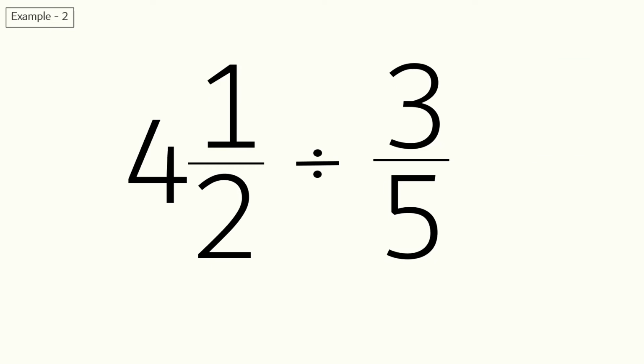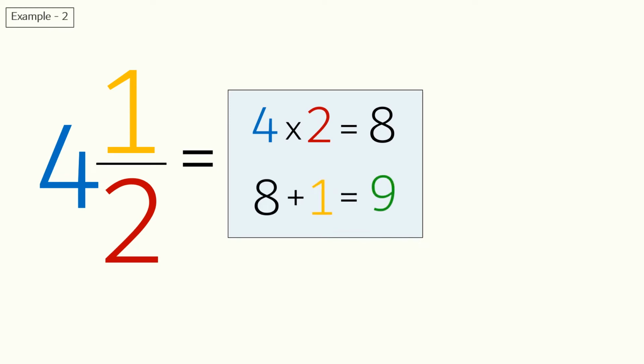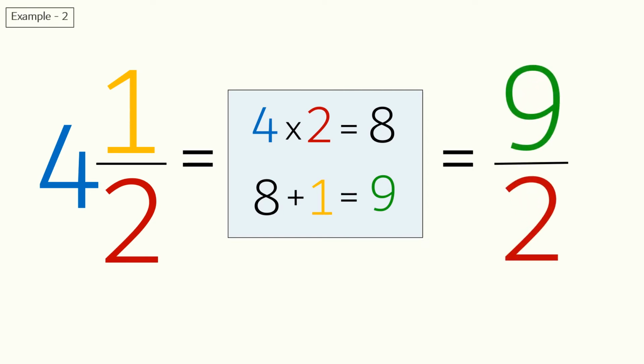In our second example, we have one mixed fraction and one proper fraction. So first we will change the mixed fraction to a simple fraction. For that, we will first multiply 4 and 2, which is 8. And then we will add 1 to 8. So now we get fraction 9/2.